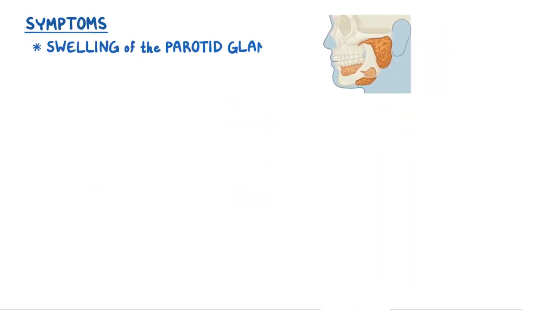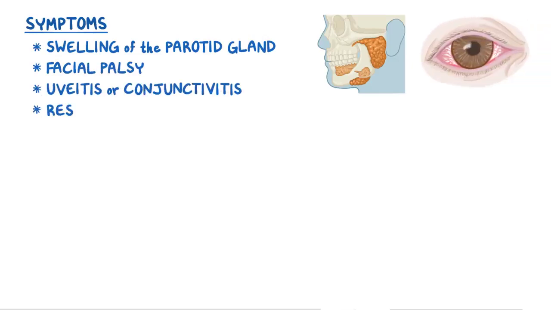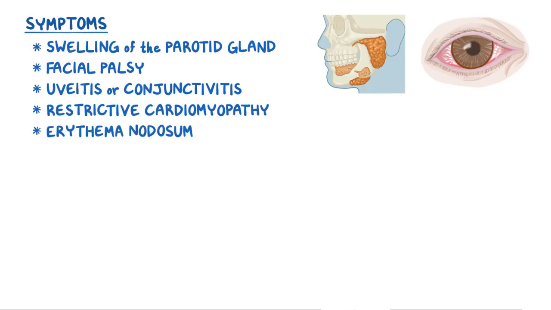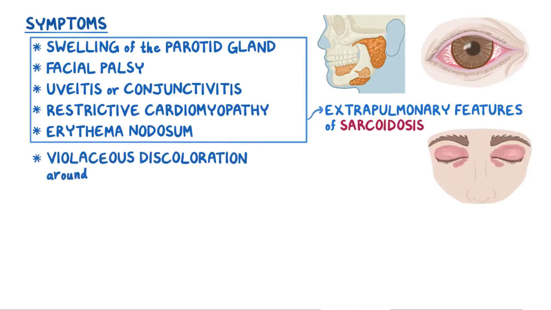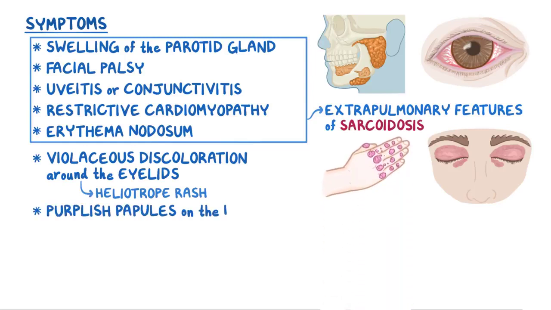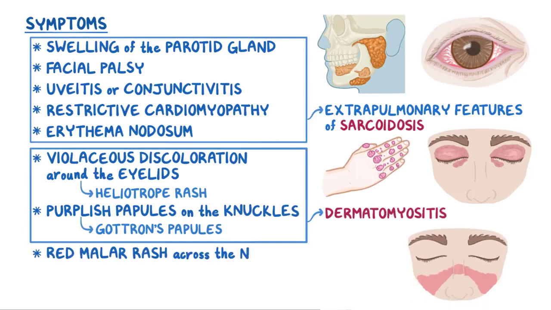Swelling of the parotid gland, facial palsy, uveitis or conjunctivitis, restrictive cardiomyopathy or heart block, and erythema nodosum are all extrapulmonary features of sarcoidosis. Violaceous discoloration around the eyelids, called a heliotrope rash, and purplish papules on the knuckles, called Gottron's papules, indicate dermatomyositis, while a red malar rash across the nasal bridge suggests lupus.